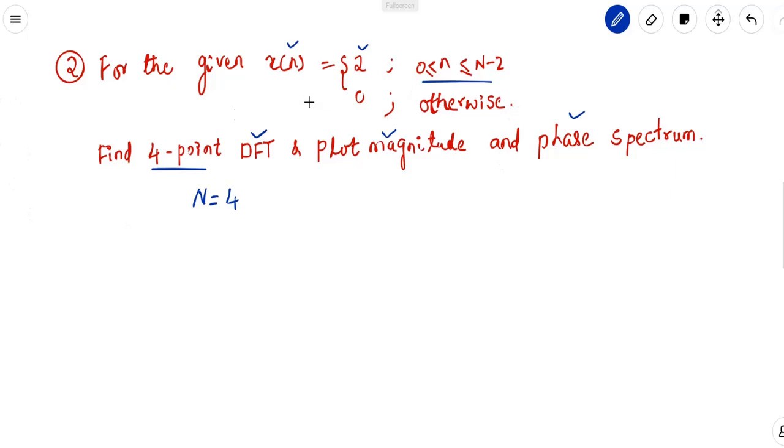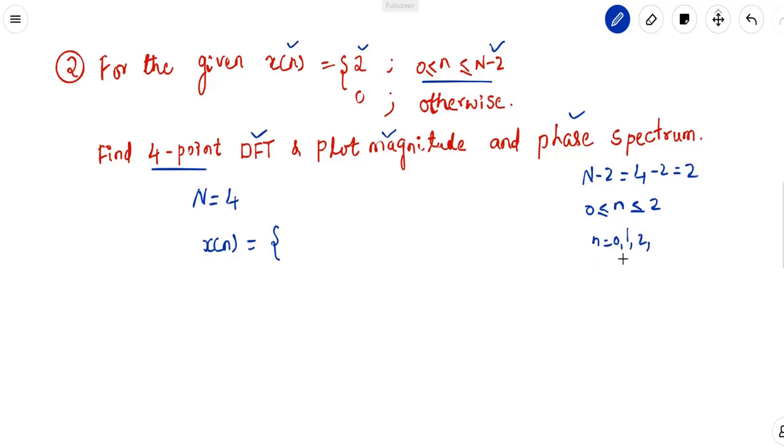First we will find the range. We will write the equation for x of n. The amplitude should be 2, and what is given here is from 0 to N minus 2. N minus 2 means 4 minus 2, that is 2. So the range of n becomes greater than or equal to 0 and less than or equal to 2. The range will be till 2, so n is equal to 0, 1, 2.